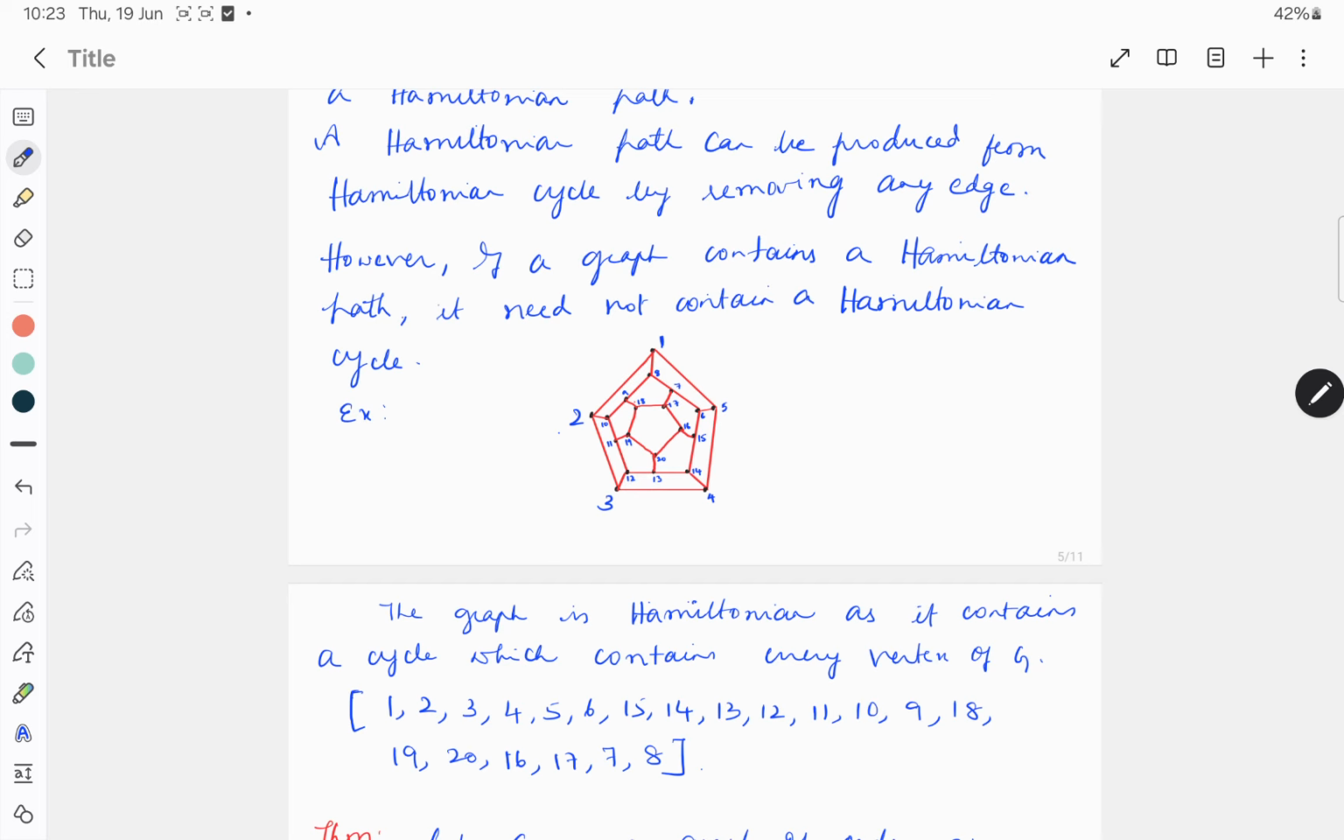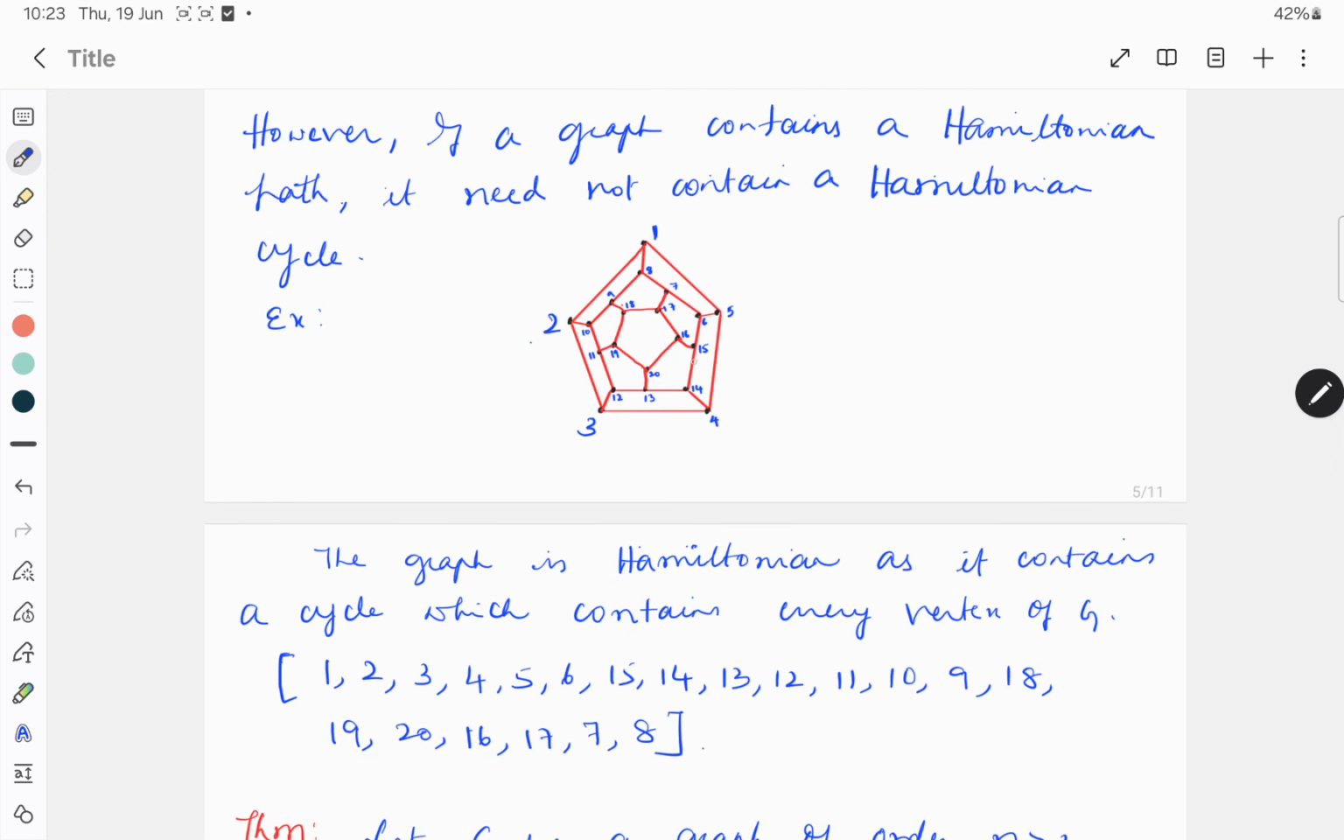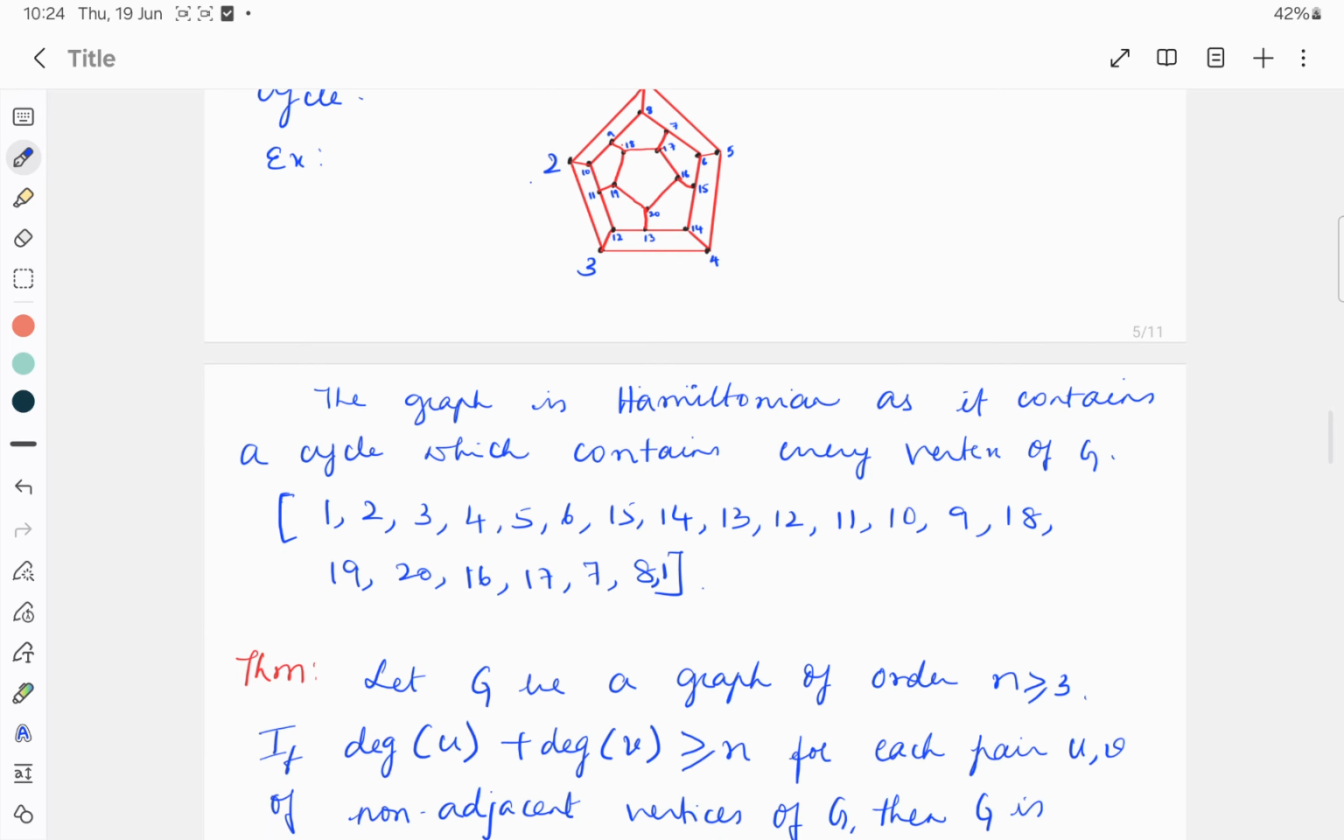So now if I trace the path like this: 1, 2, 3, 4, 5, 6, 15, 14, 13, 12, 11, 10, 9, 18, 19, 20, 16, 17, 7, 8. Right? So 8 and then again 1. So this completes the cycle where all the vertices are covered. You can see, right? Edges need not be covered, but all the vertices should be contained in this cycle, and hence it is a Hamiltonian cycle or Hamiltonian graph.